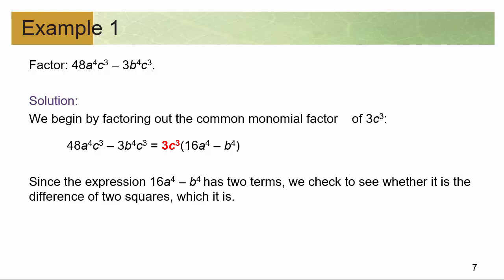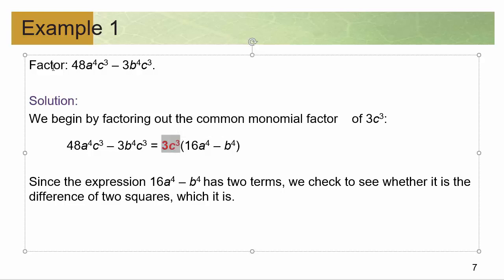Okay, so here's another example. 48 a to the 4th c cubed minus 3 b to the 4th c cubed. And you go, hey, they both have c's. In fact, they both have c cubed in them. And then, hey, this has got a 3 and 48. If I do 4 plus 8, that's 12, so I know 48 is divisible by 3. So I can take the 3 out and the c cubed out, and then see what's left over. If I divide 48 by 3, I'm left with 16. If I take the c cubed, I'm left with just a to the 4th, right? Same thing here. If I take the 3c cubed, I'm just left with b to the 4th.